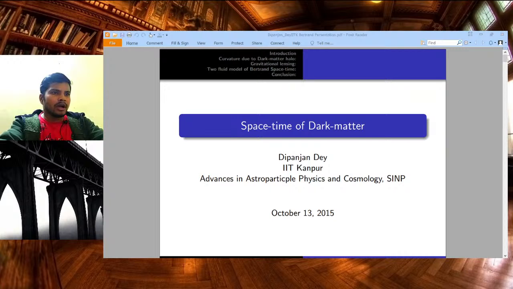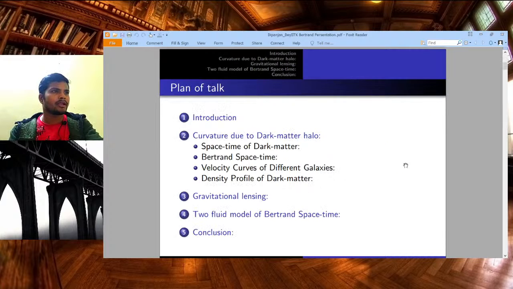So I am going to give you another thing about this dark matter, which is really very interesting. One of the people who worked on it, Dipanjan De, has now completed his PhD from IIT Kanpur, and I am giving you this very interesting idea about dark matter, because it's really interesting. So let us start with his presentation.